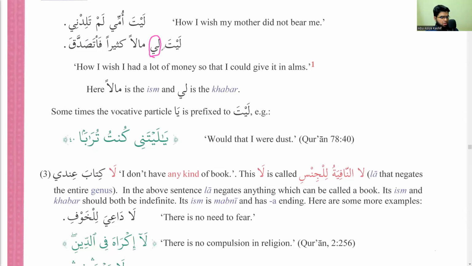Like it cannot be the mubtada anyways. So similarly, it cannot be khabar. It cannot be ismu layta. So where is the ismu layta here? Malan. Why did it come later on? Because it is nakira. So layta, ismu layta is here, malan, and this is the khabar.